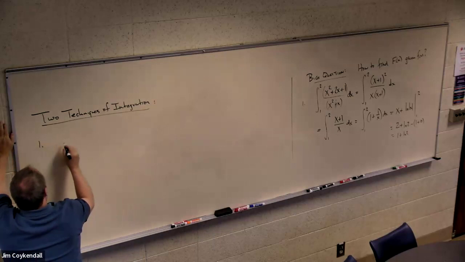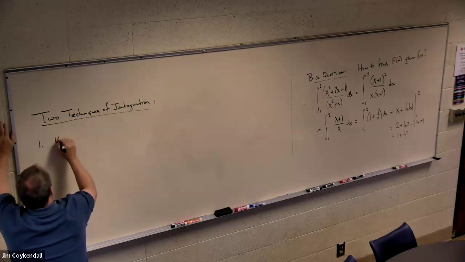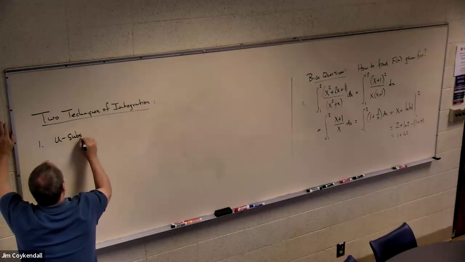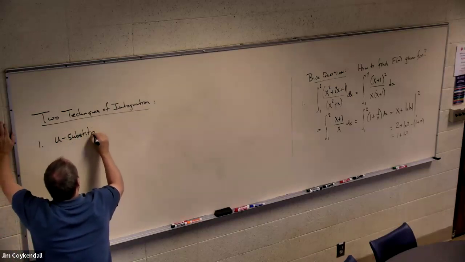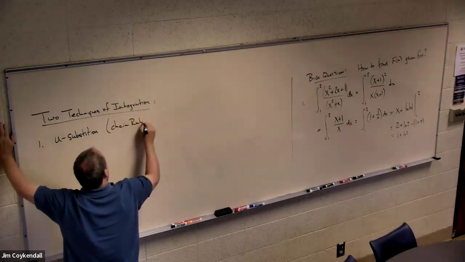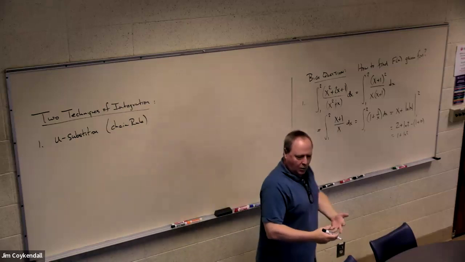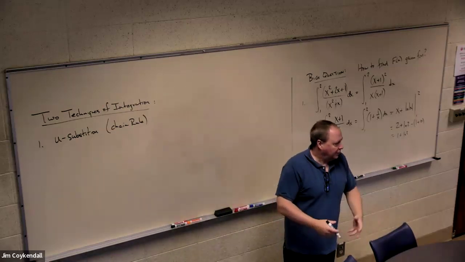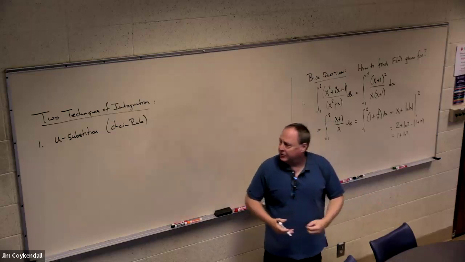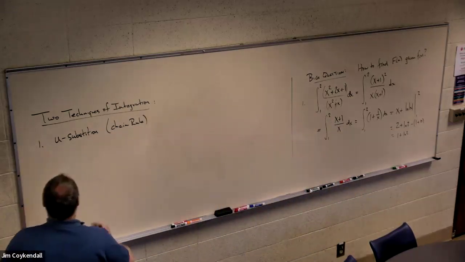The first is what's called u-substitution, or sometimes just substitution. It untangles complicated things with a chain rule. It sort of inverts the chain rule once it's reduced things to something simple. This is what we're going to talk about today.